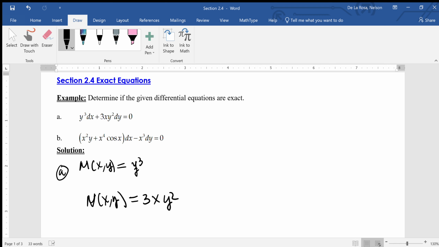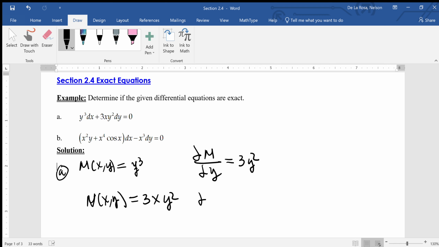Then now we're going to find the partial derivative of M with respect to y. Remember, when we find the partial derivative with respect to a variable, the other variable is going to act as a number, as a constant. So the partial derivative of M, y to the third, is simply 3y squared.